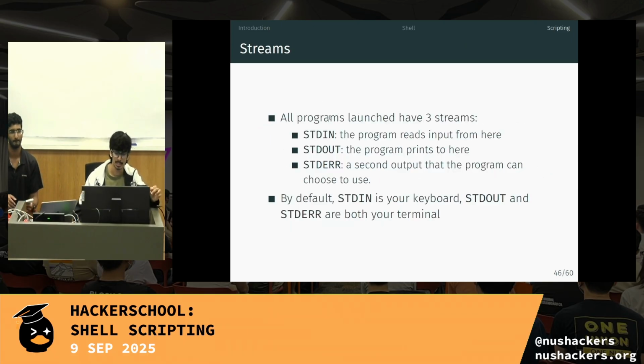A related concept that's important is that all programs have three main streams. Standard in, which is where the program reads input from, standard out, which is where the program prints to, and standard error, which is the second output that the program can choose to use. By default, standard input is your keyboard, because you can type into the terminal from your keyboard. Standard out and standard error both go to your terminal, because that's where the output of the commands is printed.